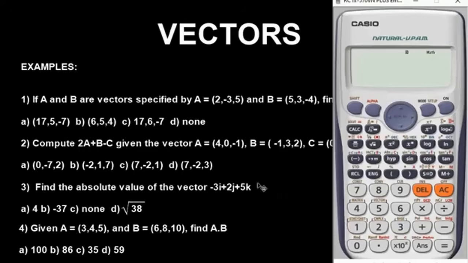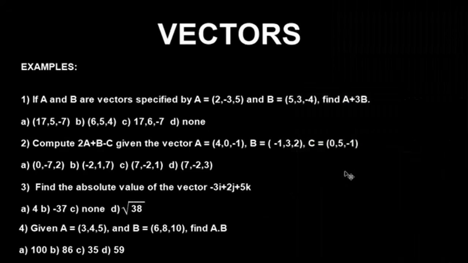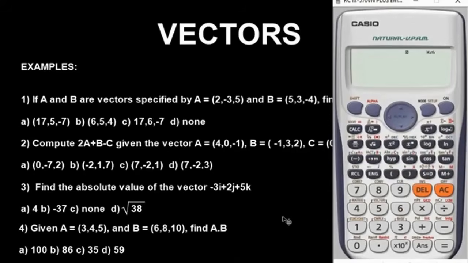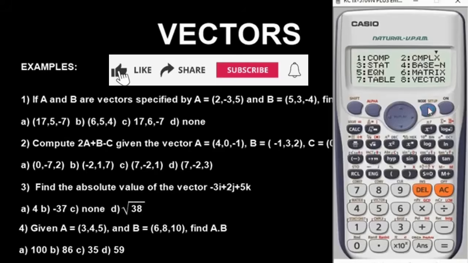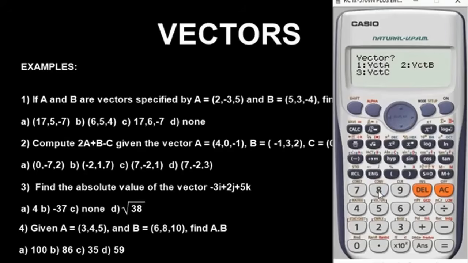It says compute 2a plus b minus c, given that vector a equals this value, vector b equals this value, and lastly vector c equals this value. So let's go back to vector mode in the calculator. Vector mode is option 8. So let's begin with vector a and store the values for vector a.